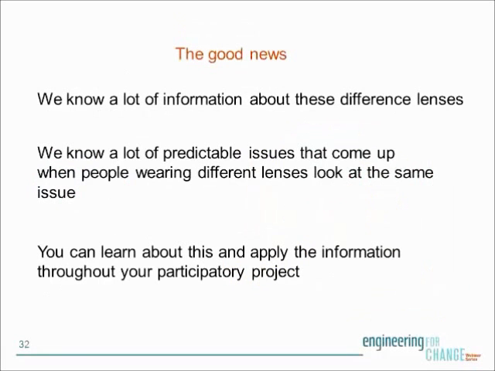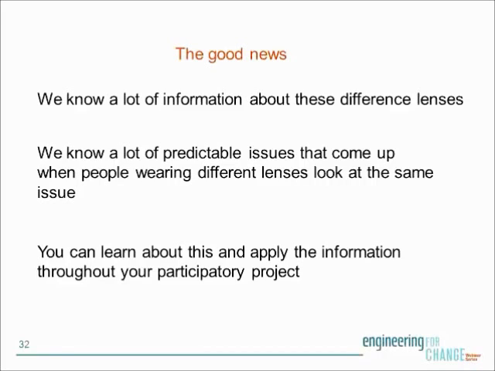So I've set you up to understand the complexity of this, and I do have some good news. The good news is that on an international scale, we know a lot of information about these different lenses that people wear. So this is what a lot of anthropology and intercultural communication focuses on. We know a lot about predictable issues that come up when people wearing different lenses are looking at the same issues. So you can learn about this and apply this information in a participatory project. And there's quantified information about this, there's trainings out there, there's ways in which we basically need to bring these different disciplines that are out there together more skillfully in order to create projects that are integrative. And that's really what I'm arguing for today and what I've dedicated my work and my passion to addressing.